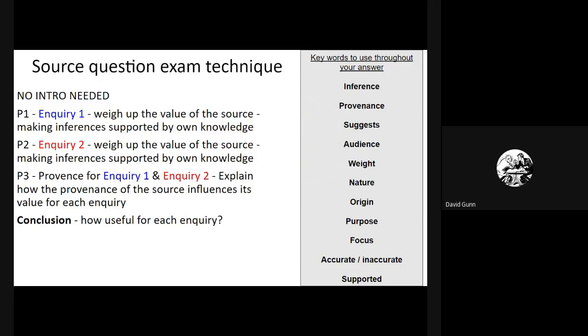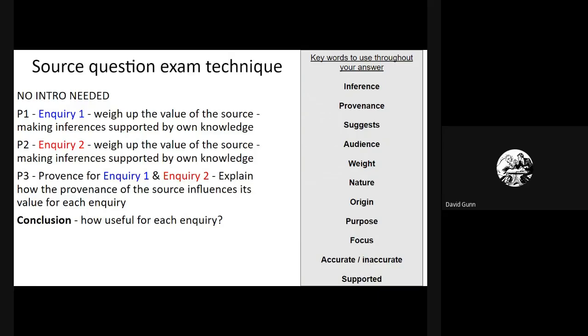Explain how the provenance of the source influences its value for each inquiry. For that one, we're thinking nature, origin, purpose for both inquiries. And then in conclusion, how useful is the source for each inquiry? On the right-hand side, you can see these key terms. I mentioned a few of them before. These are the kind of terms you should be using.